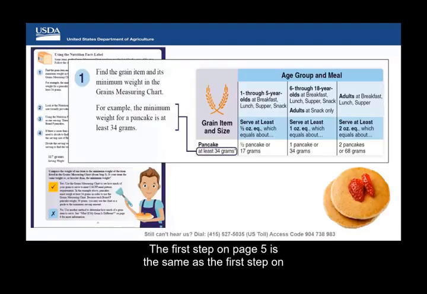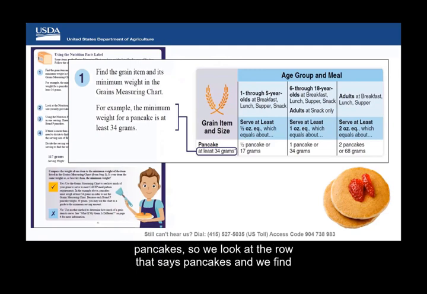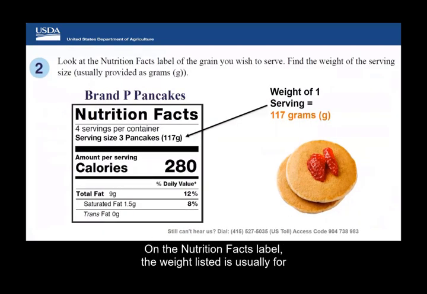The first step on page 5 is the same as the first step on page 1. We find the grain item and the minimum weight in the grains measuring chart. The example we're using here is pancakes. So we look at the row that says pancakes, and we find the minimum weight of at least 34 grams. The second step is to look at the weight of the serving size. On the nutrition facts label, the weight listed is usually for 1 serving of the food. Looking at the label for gram pea pancakes, we see that 1 serving weighs 117 grams.